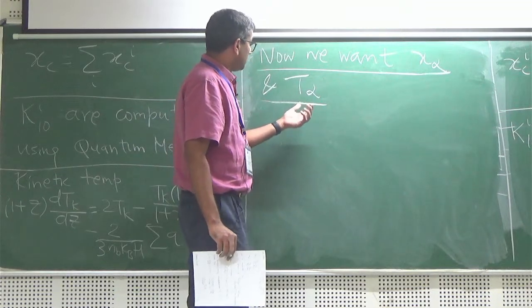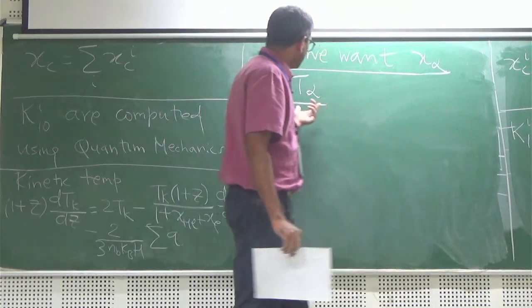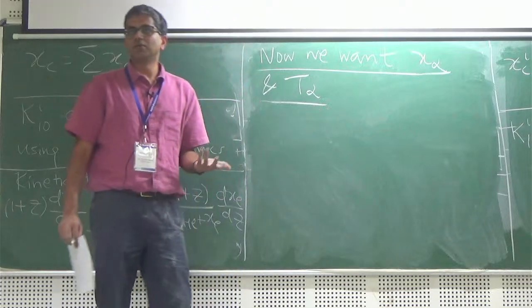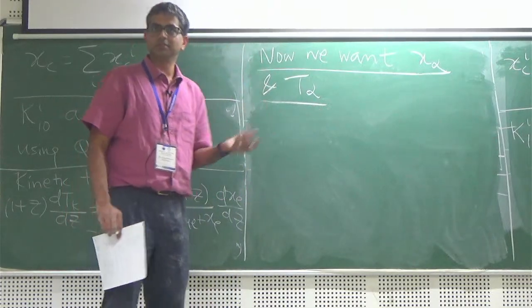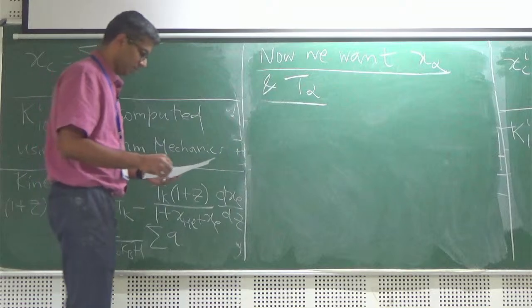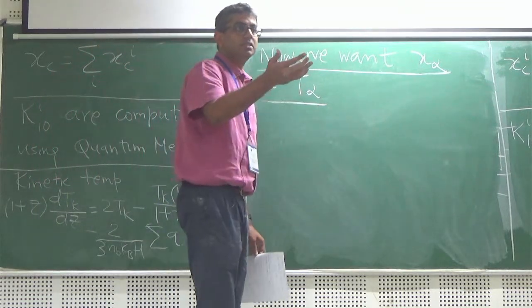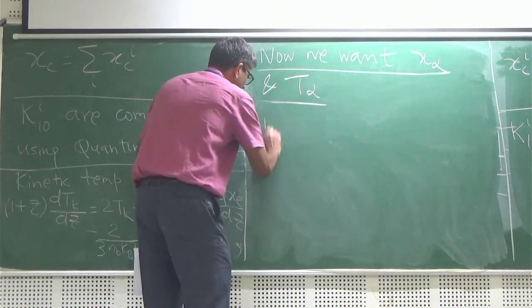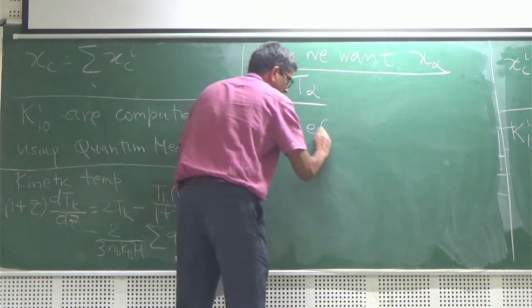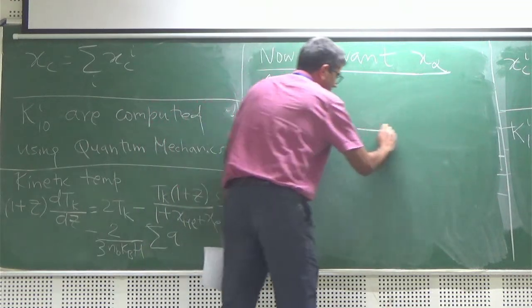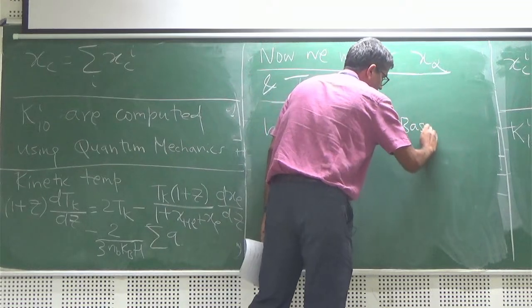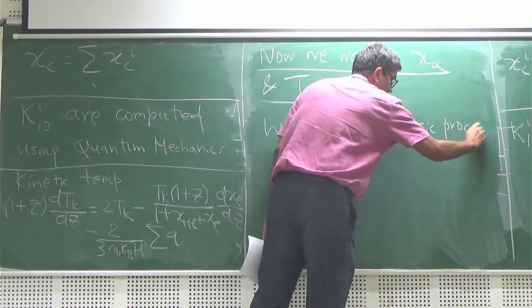Now, as a result, actually understanding X alpha and T alpha is still an ongoing field of research. A lot of unsolved problems. But the basic process is really simple, which is just this Wouthuysen-Field effect, which can be described very nicely. This is the basic process.